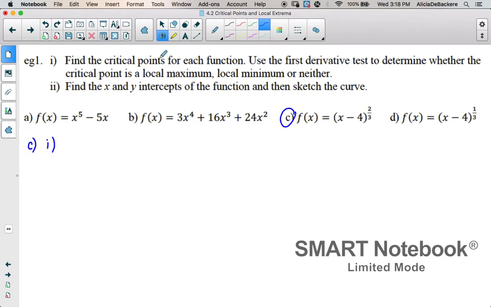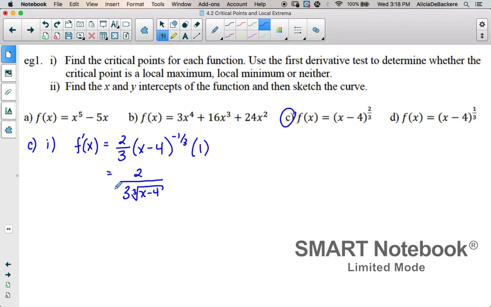Okay, so part I is asking us to find the critical points, which means I need to find the derivative of this. So we've got a chain rule here. I'm going to bring the exponent down out front, leave the bracket, leave the inner function alone, and then subtract 1 from the exponent, and then I'll multiply by the derivative of the inner bracket, which is just 1. And so I can simplify this, bringing that bracket down to join the 3 in the denominator, and then the 1/3 exponent is the cube root. So here's our first derivative, and this is going to help us find those critical points.